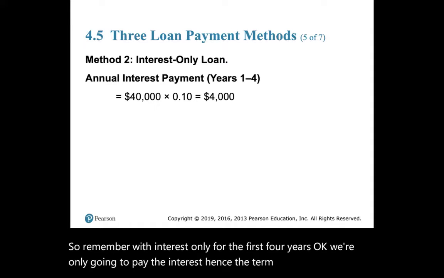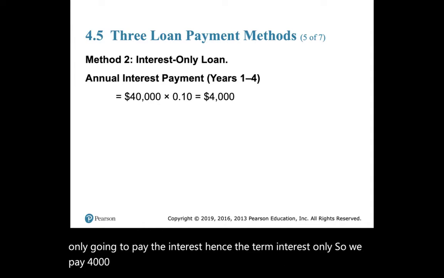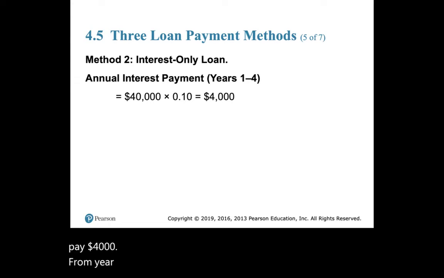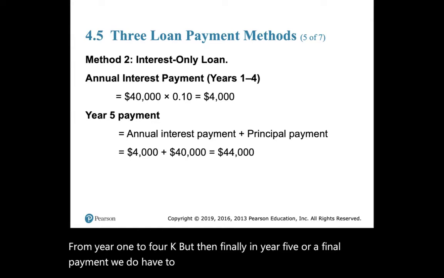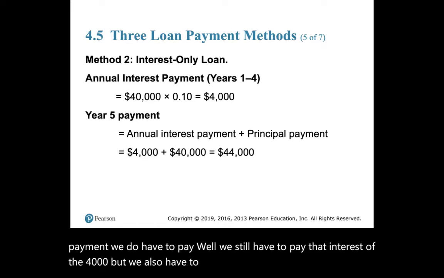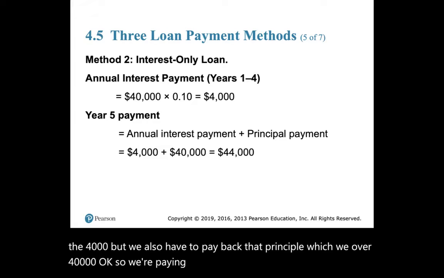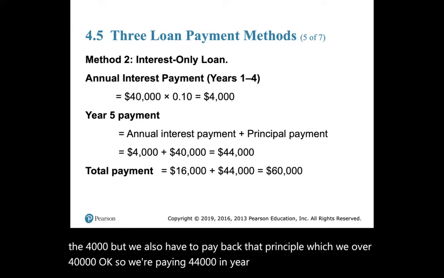So we pay $4,000 from year 1 to 4, okay, but then finally in year 5, our final payment, we still have to pay that interest of the $4,000, but we also have to pay back that principal, which we owe, the $40,000. Okay, so we're paying $44,000 in year 5. So we add them together.